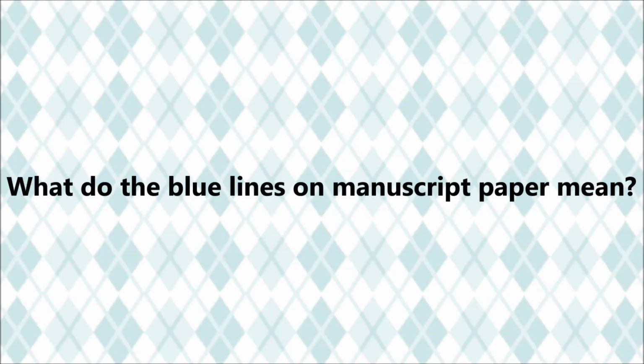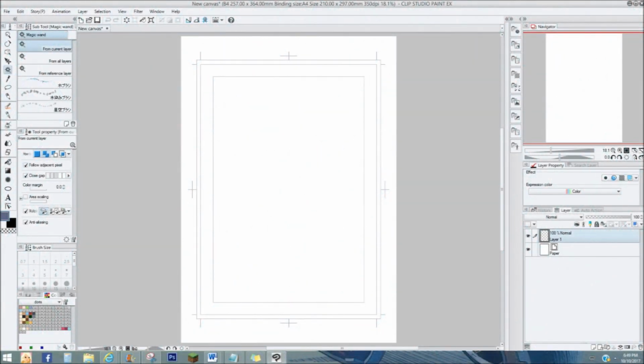What do the blue lines on manuscript paper mean? So some of you may be wondering, what is manuscript paper? It is basically paper that has printing guidelines on it. These lines help the artist know where they need to place things, like speech bubbles, without them getting cut off in the printing process. So I'm going to be showing some diagrams that I made. I am using Clip Studio Paint for my software, and that's what I use to make my stories.